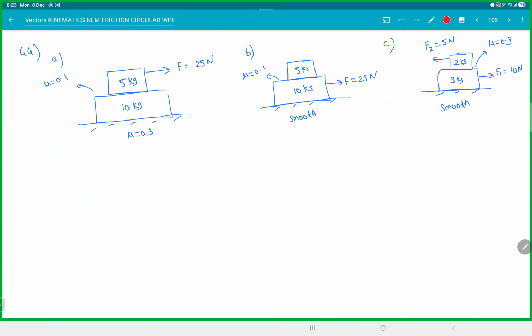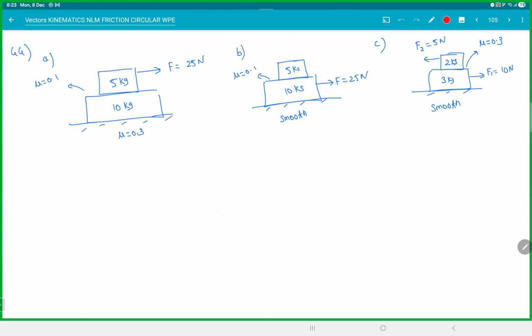In Mains they won't ask 3 blocks. Even in Advanced, 3 blocks is not there in the portion, but 2 blocks you should know extensively. First case: the ground has friction. It is 0.1 between the blocks, and the ground is 0.3. Find the acceleration of the blocks. If you got these three, I think your 2 blocks are good.